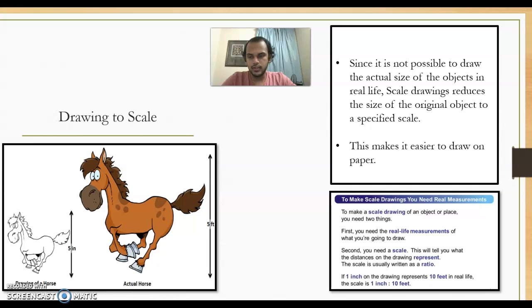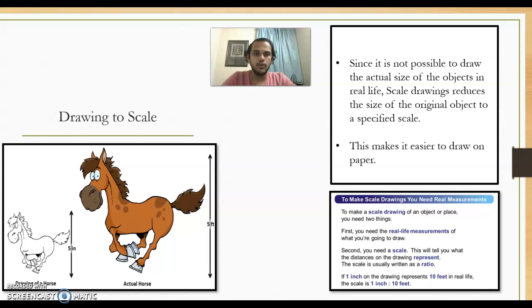The black and white image is the measurement of a horse which is used to be drawn on a piece of paper. On the right hand side we have the real life measurement of a horse that can't be drawn on a piece of paper, sorry. So the ratio would be 5 inches to 5 feet. It's as simple as that.